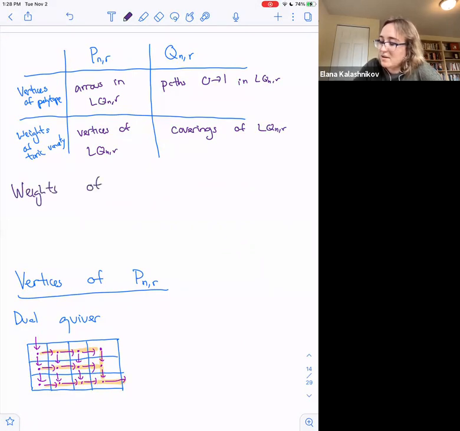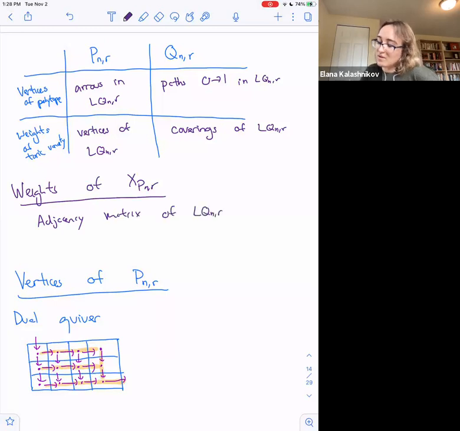So the weights, because that is a bit easier. The weights of X_{P_{n,r}} are just given by taking the adjacency matrix of the ladder quiver. That's going to give you a matrix, and the columns are going to be indexed by the vertices of the ladder quiver, which is why I said the weights are indexed by the vertices. Alternatively, you could describe the toric variety using a polytope.